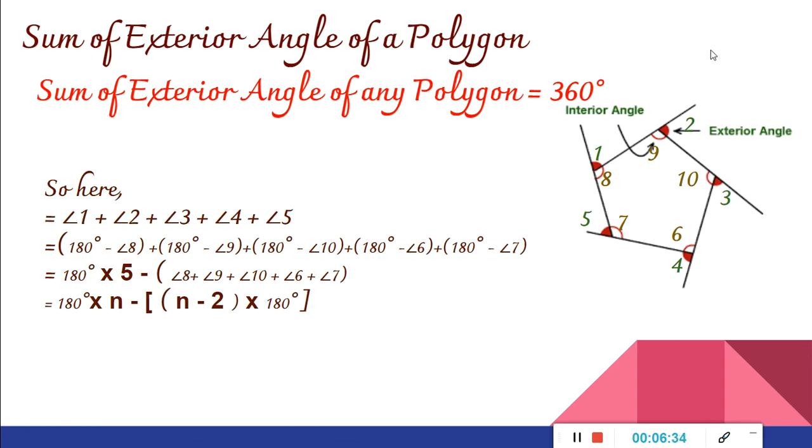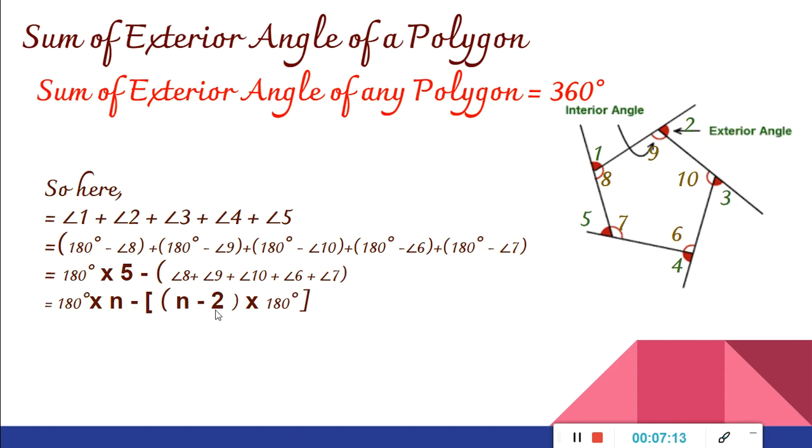So here 180 degrees n minus, what is given in the bracket, that is the interior angles, isn't it? So what would be the angle sum? n minus 2 into 180 degrees, isn't it? So 180 degrees into n minus (n minus 2) into 180 degrees. Now we can do 180 degrees into n, that is 180 degrees n, minus again multiply: 180 into n minus 180 into 2.